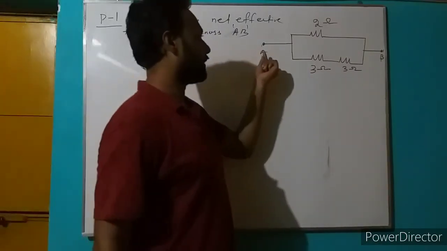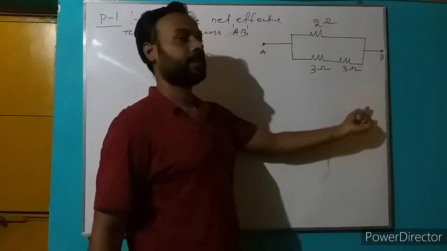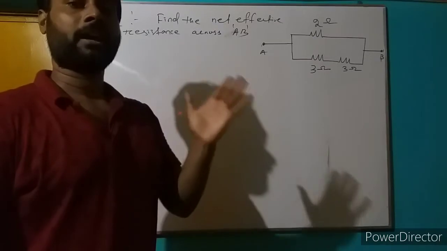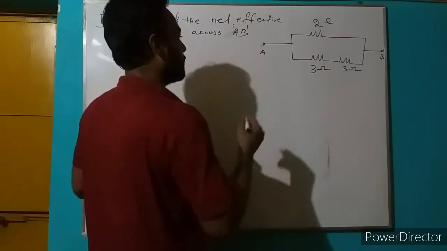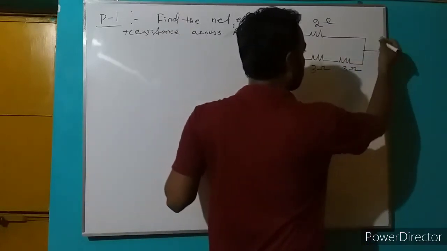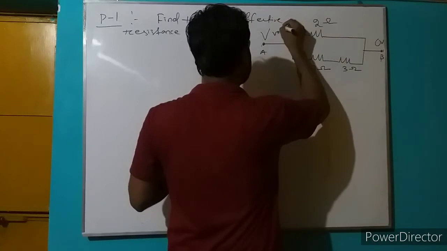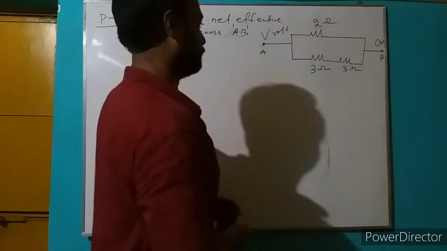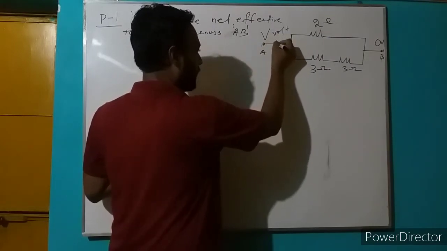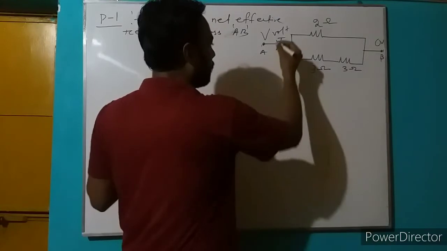Consider across A a higher potential, and across B a lower potential. We know that current always moves from higher potential to lower potential, which means A has higher potential, that is V volt, and B has lower potential, 0 volt. That is why there is a current I flowing toward the circuit.